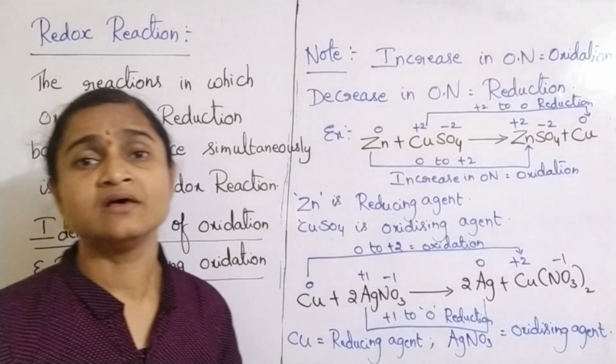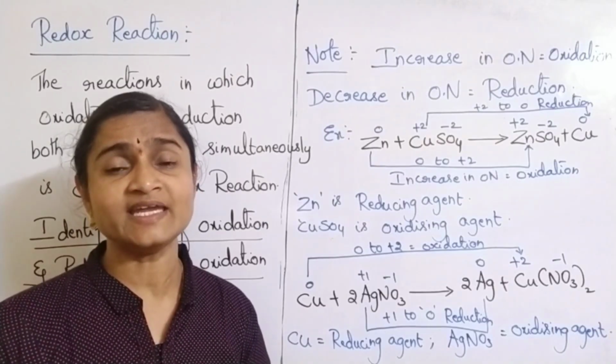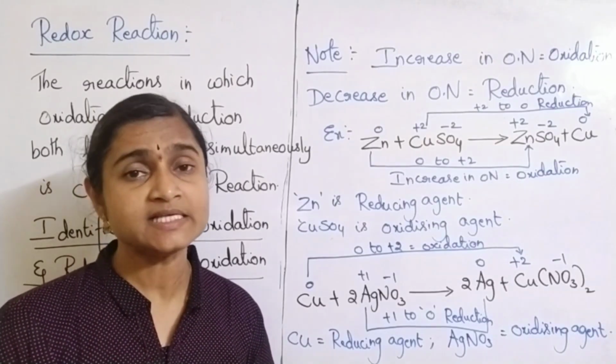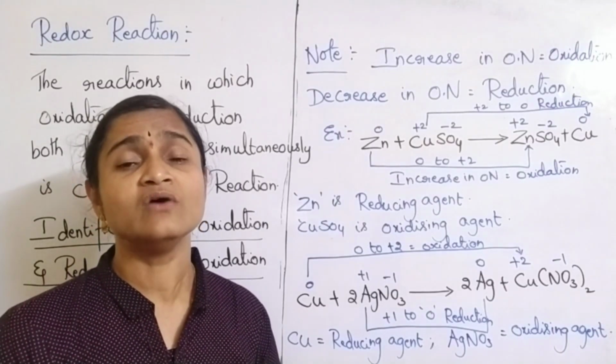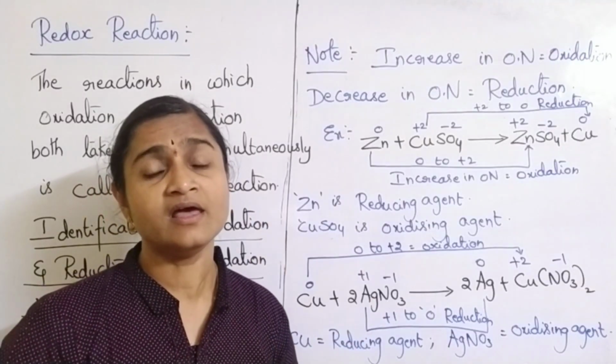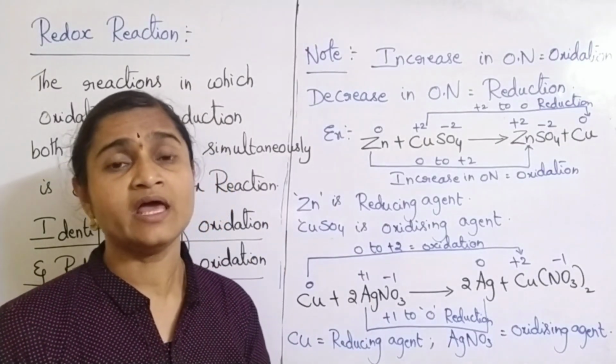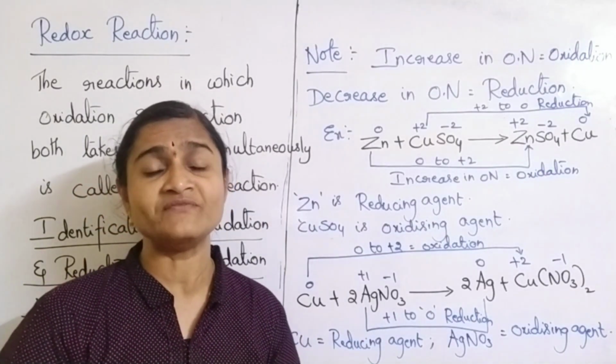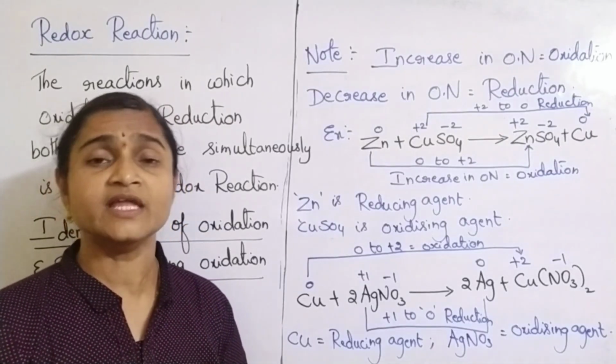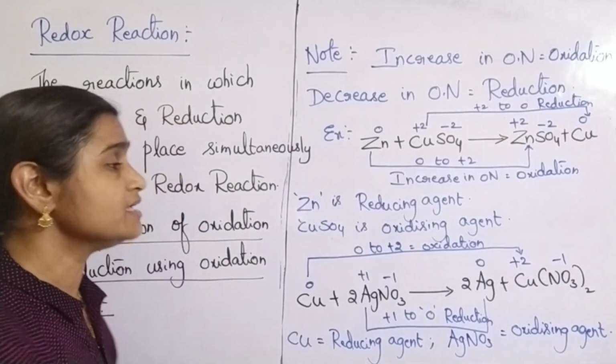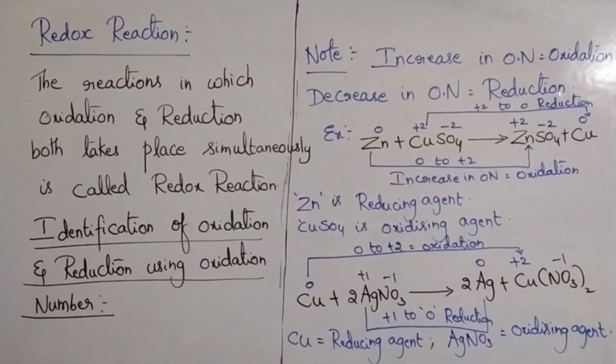Oxidation numbers from reactant side to product side, and you should compare. If there is an increase in oxidation number of an element from reactant side to product side, then you call it oxidation, and if there is a decrease in oxidation number from reactant side to product side, then you call it reduction. Okay, so now accordingly you have to identify which is the oxidizing agent and which is the reducing agent also. Okay, so please note down.